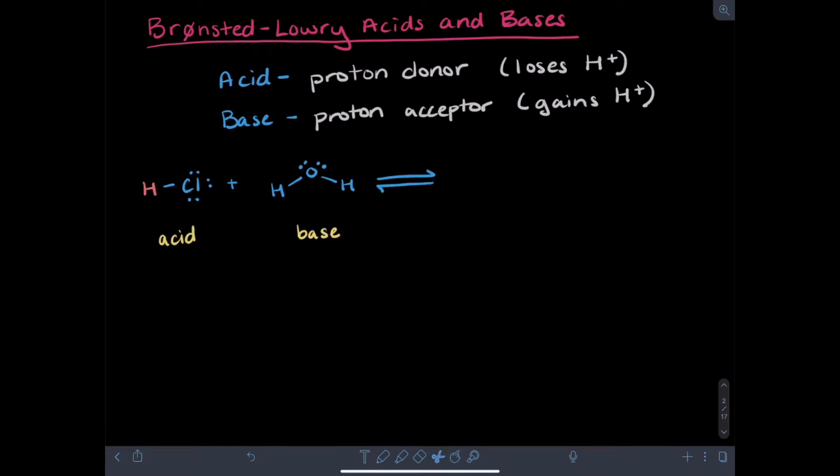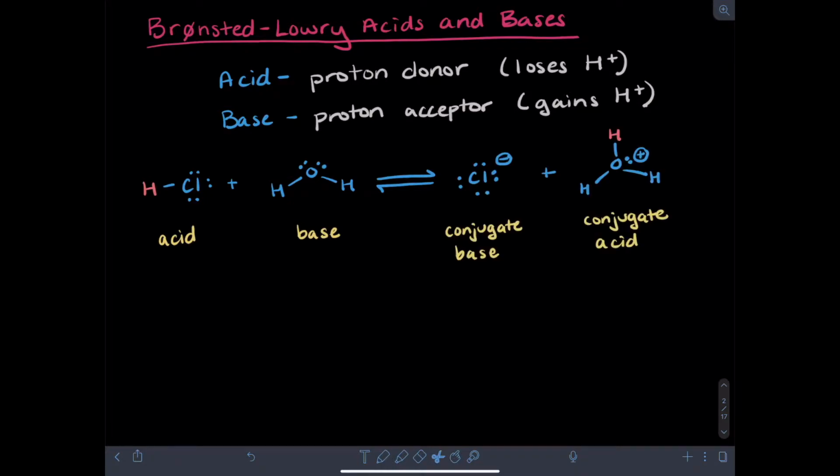Let's consider the acid HCl reacting with water. HCl is going to lose the proton in this reaction, and water is going to behave as the base and accept that proton. After the proton has been transferred, you're left with chloride, the anion, and water has a new hydrogen attached to it. It now has 3 bonds and a positive charge.